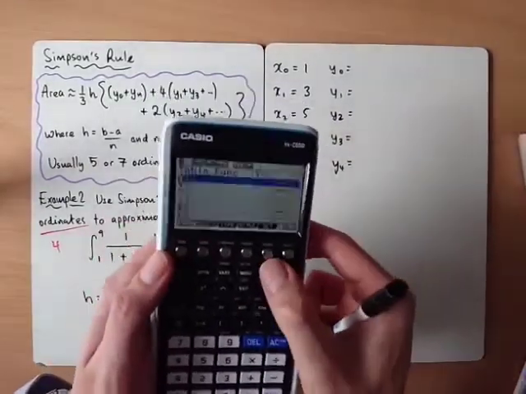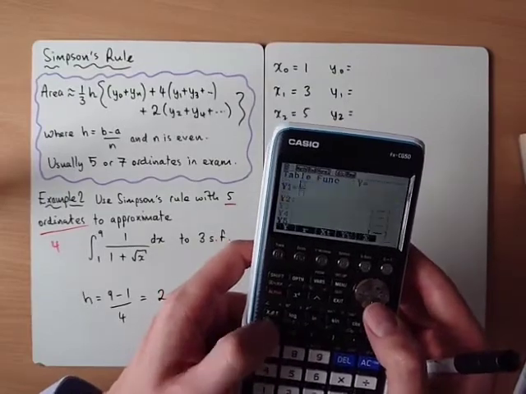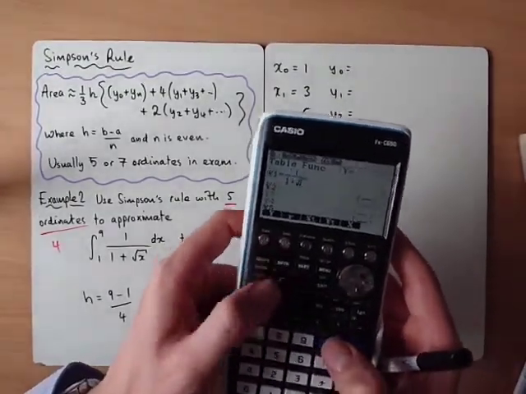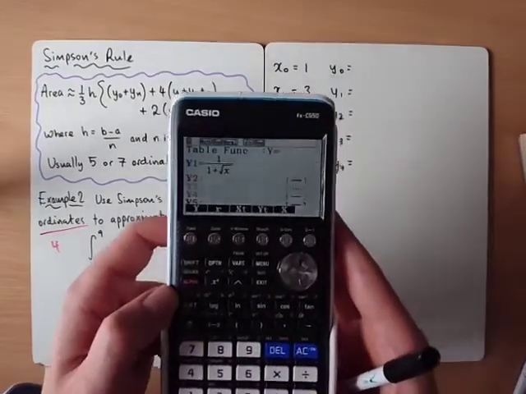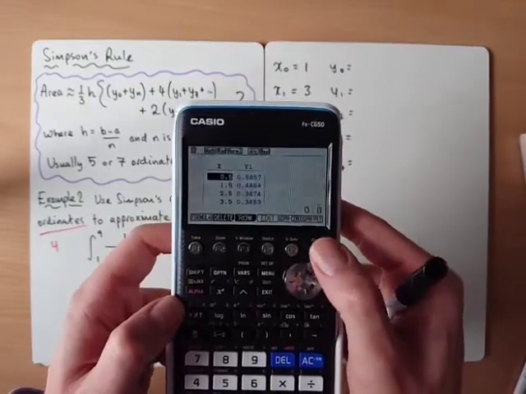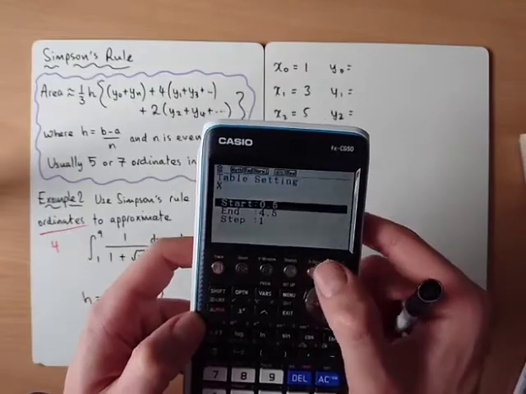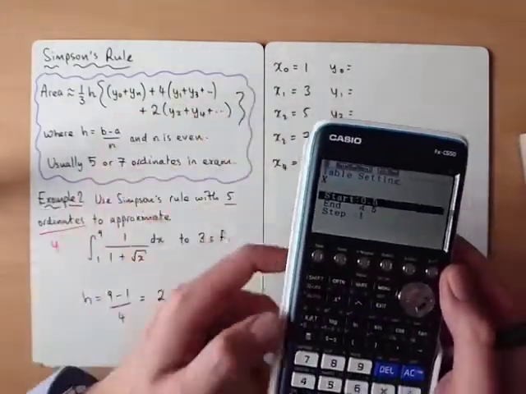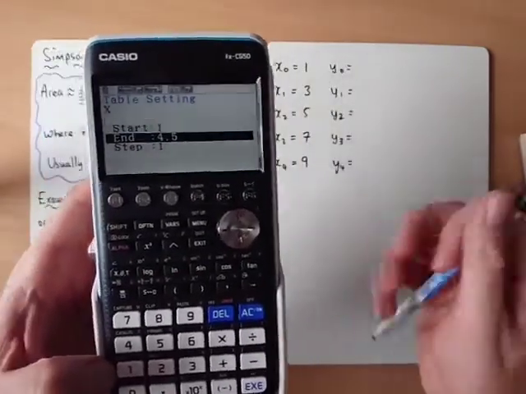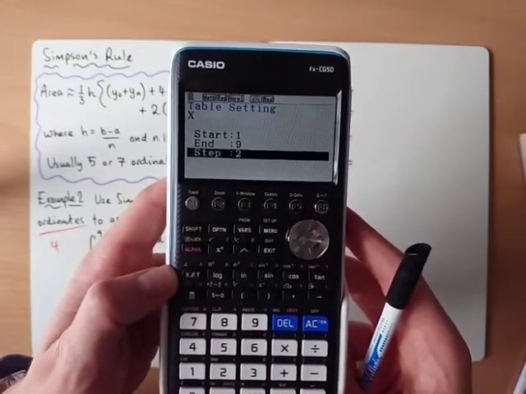So let's use the table function on the calculator again. The function that we're working with this time is 1 over 1 plus root x. So we're going to start with our first value of 1, end at 9. And we're going up in 2s each time.